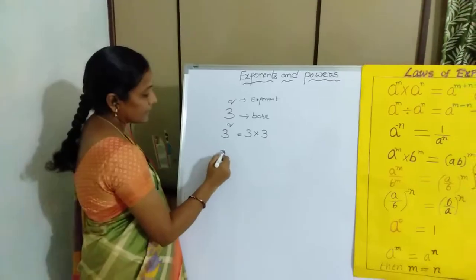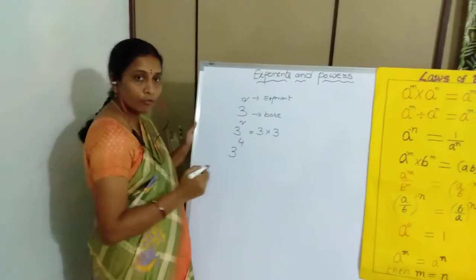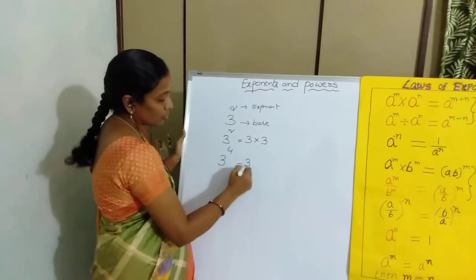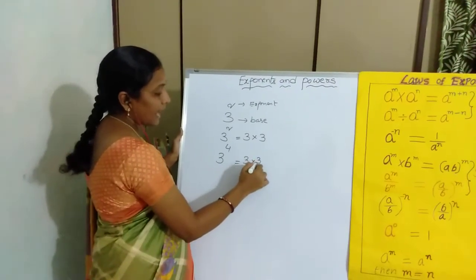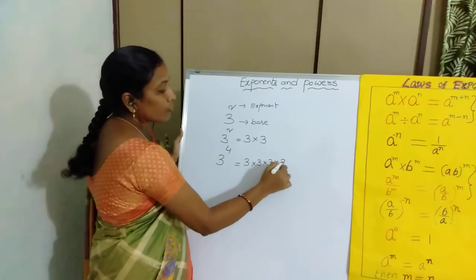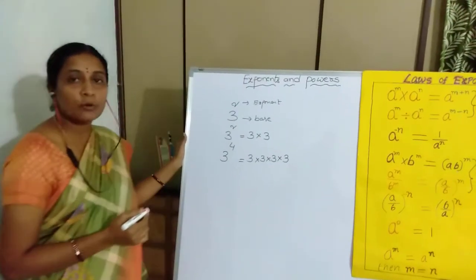And I will take another example, 3 to the power 4. 3 to the power 4 equals 3 multiplied by itself 4 times. So this is called the exponential form.